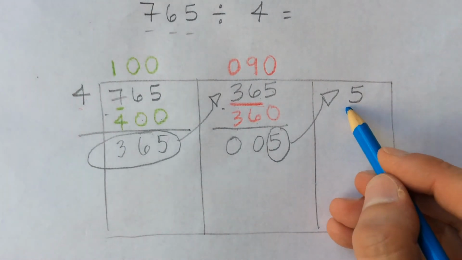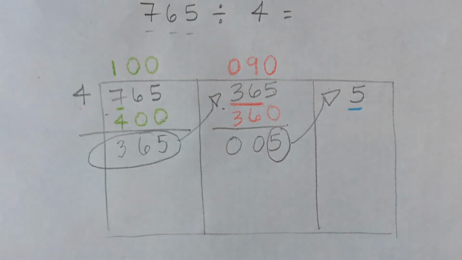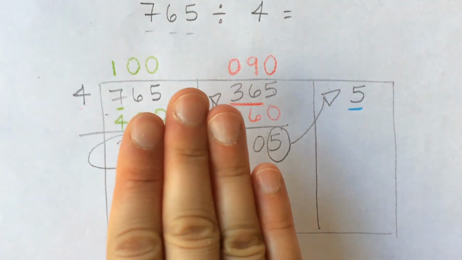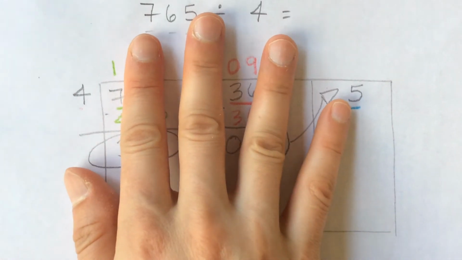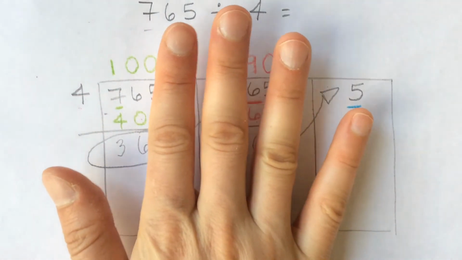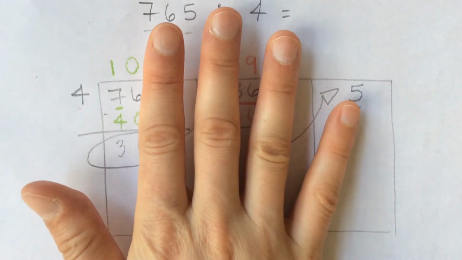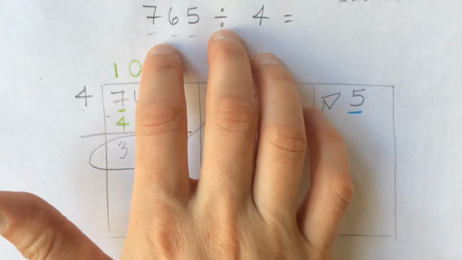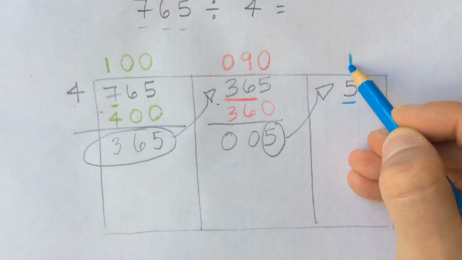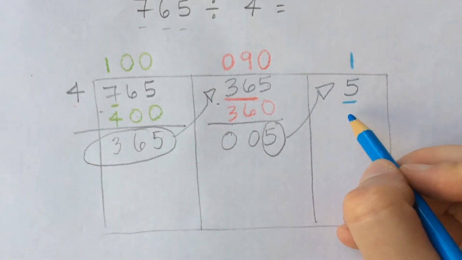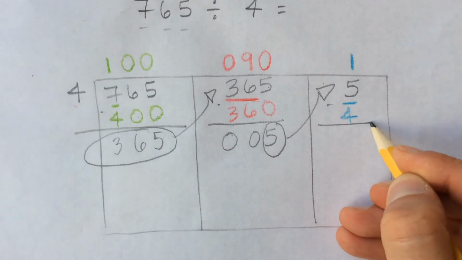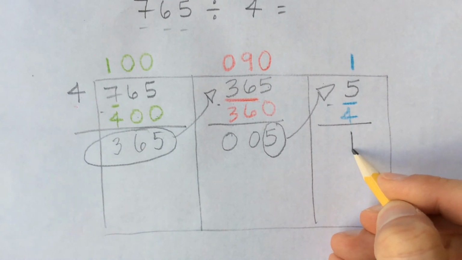And what we've got here is a single digit, one number. And so you ask yourself, well, how many 4s are in 5? What is 5 divided by 4? Well, how many 4s do you see in my fingers? There's just one 4. So you write up here 1. What is 1 times 4? It is 4. And 5 minus 4 equals 1.